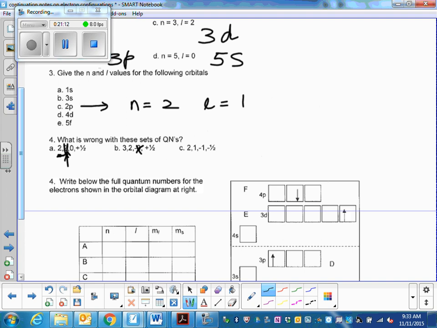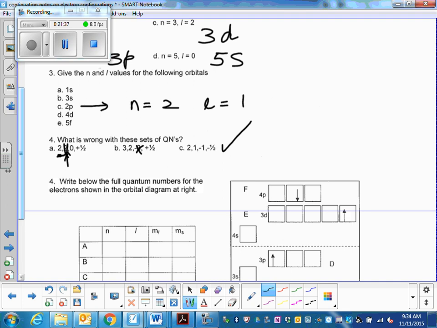This is 2. This is 1, one less. This is a 2p orbital. Can you have minus 1, 0, plus 1 p orbitals? Yes or no? How do you know there are 3 orientations, Alex? Only because ML varies from minus L to 0 to plus L. All 4 quantum numbers are valid. This is correct. There's nothing wrong with this.